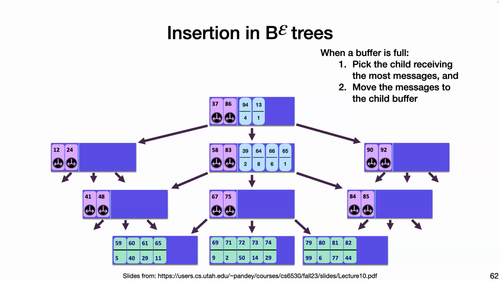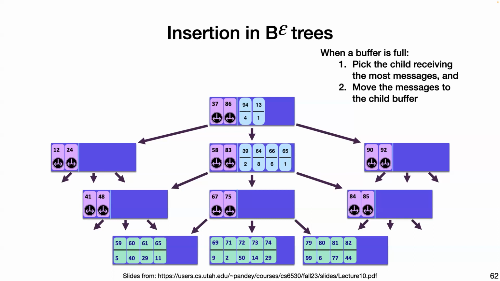I don't fully understand why the middle buffer is the one that receives the messages as opposed to the left buffer, if that makes sense. Because that's where those would go, because of the pivot keys. Everything that's less than 37 goes into the left child, everything between 37 and 86 goes to the middle child, everything larger than 86 goes to the right child. Oh, I see. Okay. The value on the bottom doesn't matter. Yeah, that makes sense. Yeah, exactly. Thank you.